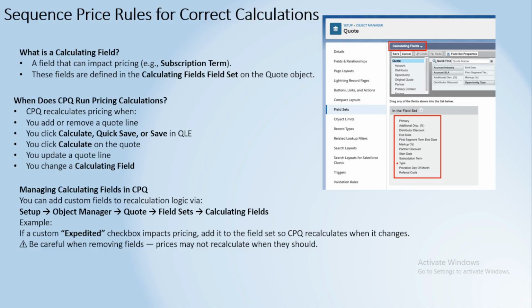Now the next topic is sequencing price rules for correct calculation. You know that there are some fields where, if there is any change on that field, CPQ re-evaluates the old pricing value.